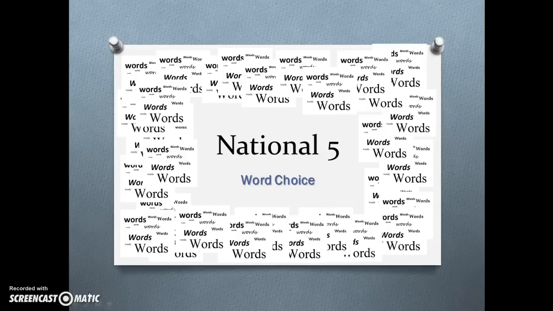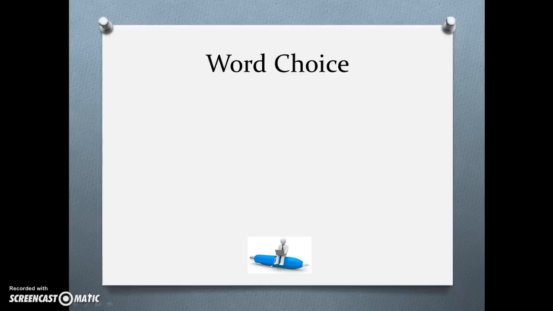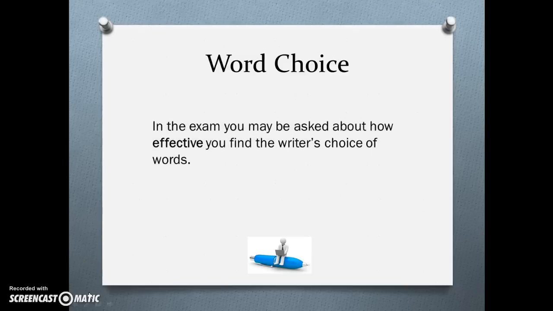Welcome to part 2 of our flipped lesson. Today we are going to look at word choice questions for the National 5 close reading papers. So, in the exam, you may be asked about how effective you find the writer's choice of words. And there are 4 key steps to answering this question type.